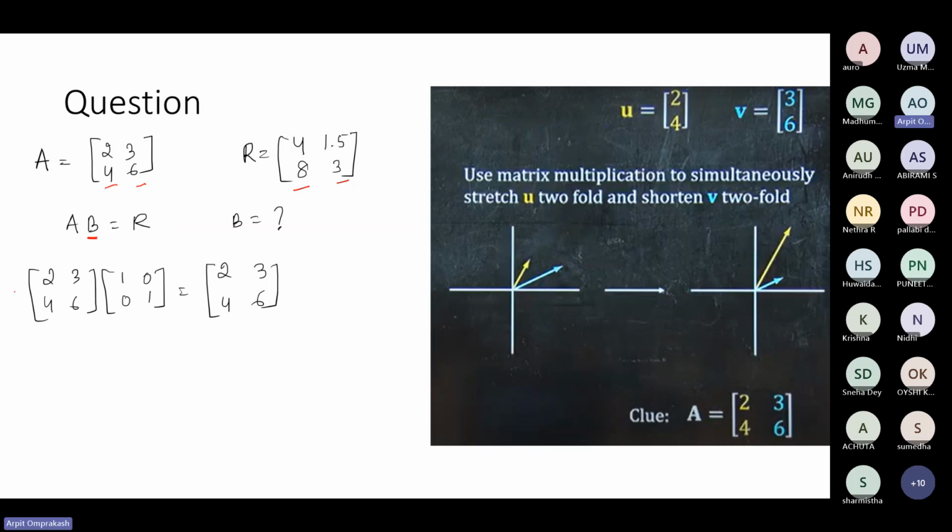You know that if you multiply any square matrix with an identity matrix of that dimension, you'll get the same matrix back. So what is happening in this multiplication? We are multiplying 2 by 1 here, and 3 by 0 here, and adding them. This is how we get the 2 here. Then we multiply 2 with 0 and 3 with 1, and we get the 3.